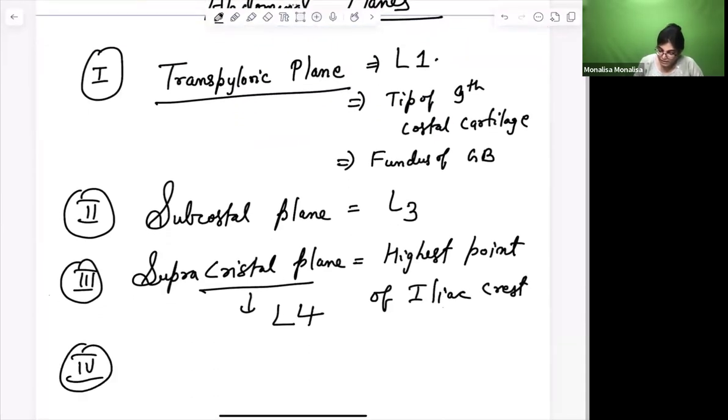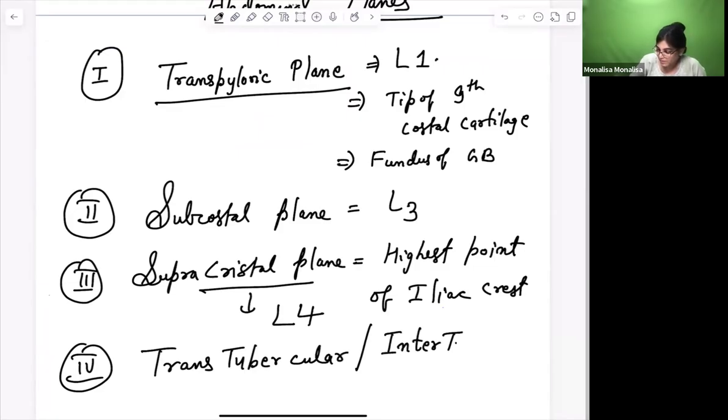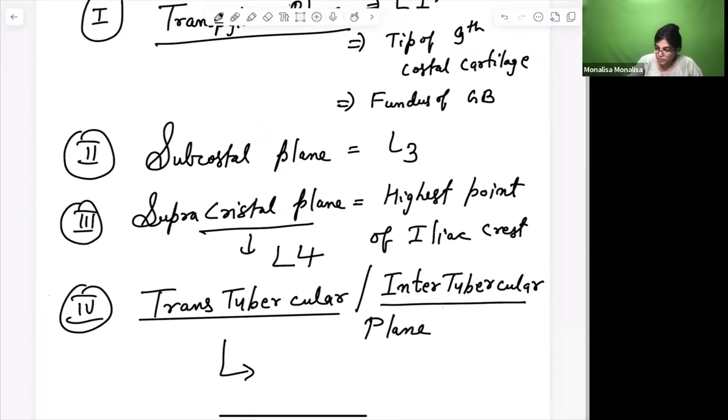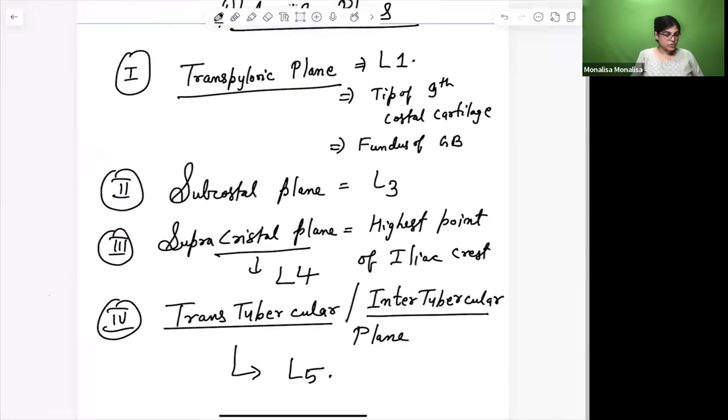And the transtubercular or intertubercular plane. If I talk about the transtubercular or intertubercular plane, this plane corresponds to the level of L5 lumbar vertebra.